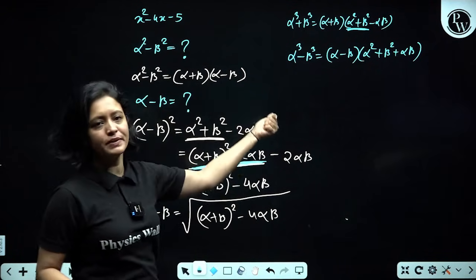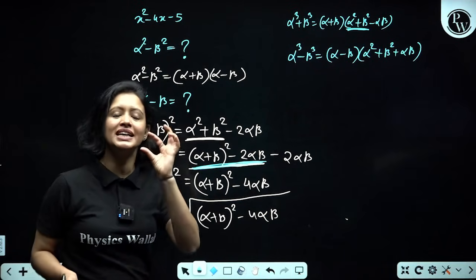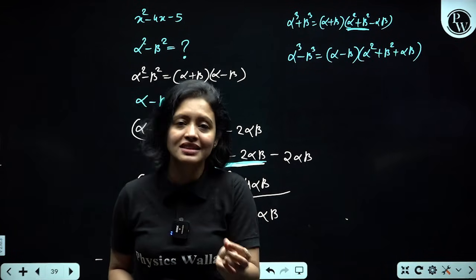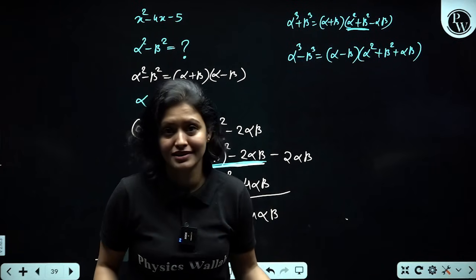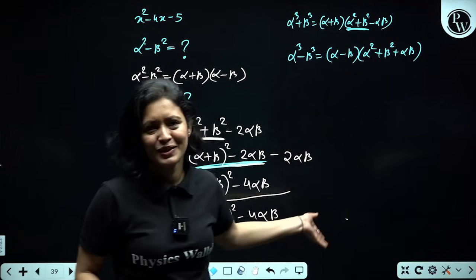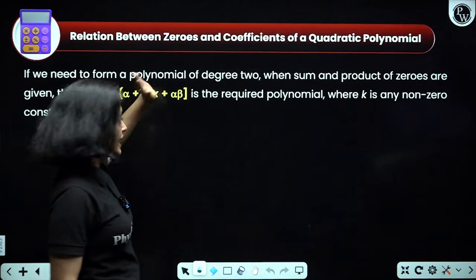But alpha cube plus beta cube or alpha cube minus beta cube or even alpha minus beta, the probability is low, but still guys, from what I've seen from the 2025 paper, anything can be asked, right? So yes, please prepare yourselves. Okay, now let's move on to the next part.